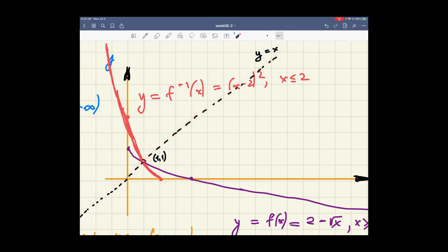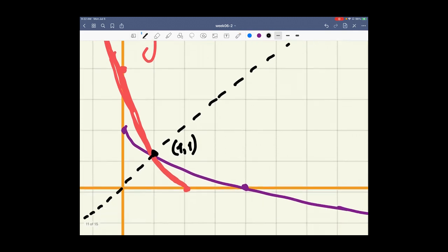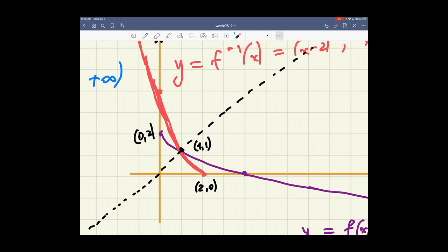The mirror image of that point 1, 1 is itself. It belongs to both graphs. The mirror image of the point 0, 2 is this point 2, 0. The mirror image of the point 4, 0 is this point 0, 4.